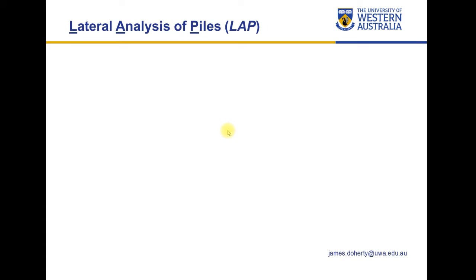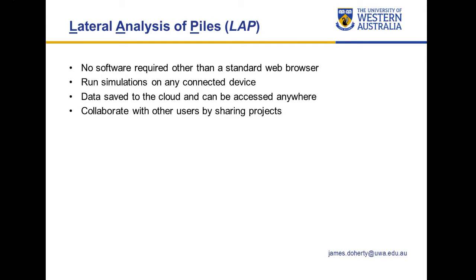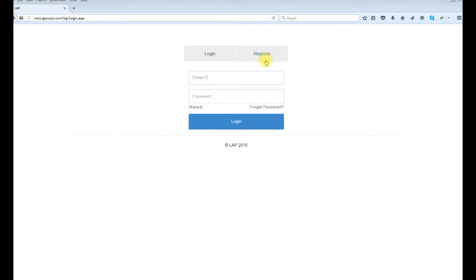A few key points. LAP is completely web-based, so you don't need to install any software other than a standard web browser. You run simulations on any internet-connected device, including phones, laptops, and tablets. Your data is saved to the cloud, so you can access it anywhere, and you can collaborate with other users by sharing projects. It's also free to sign up and use, and can be accessed at www.geocalcs.com/lap.